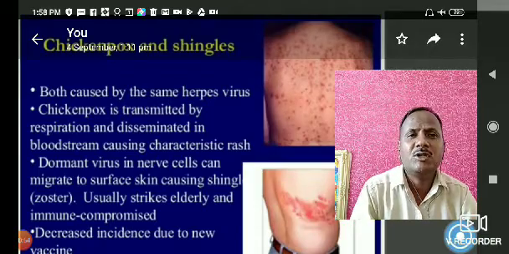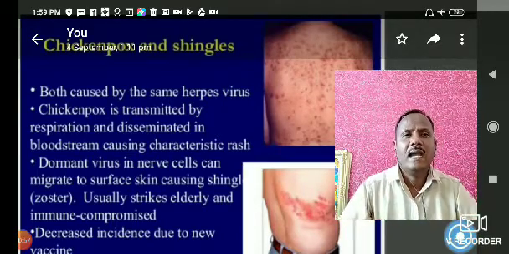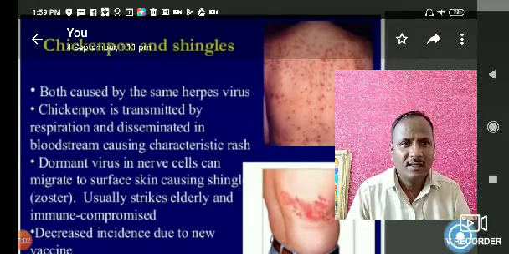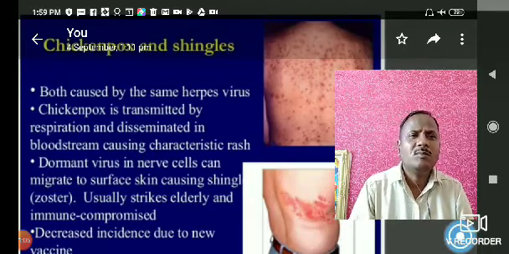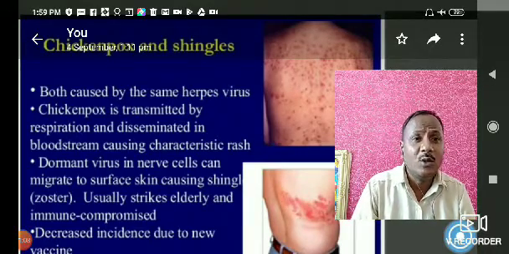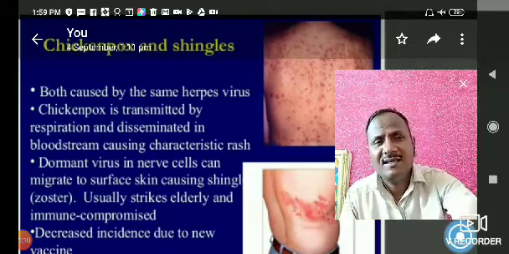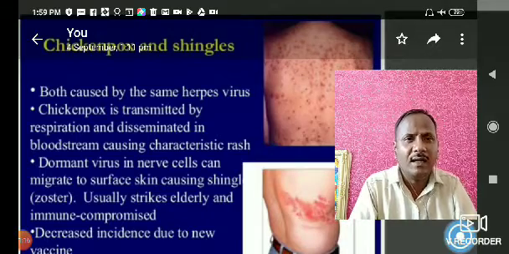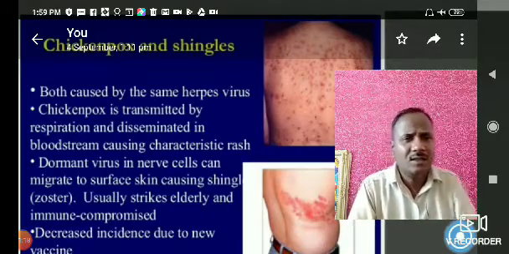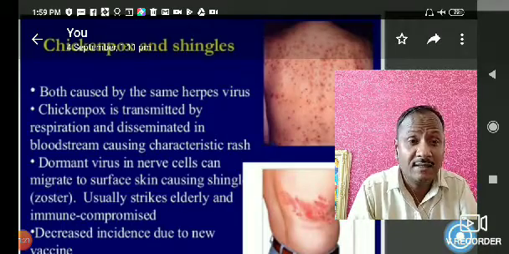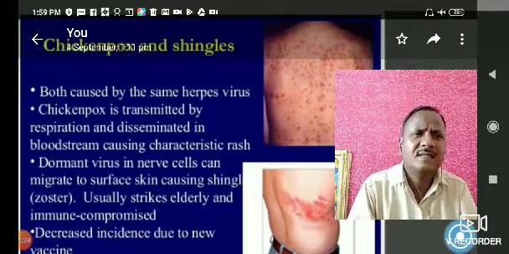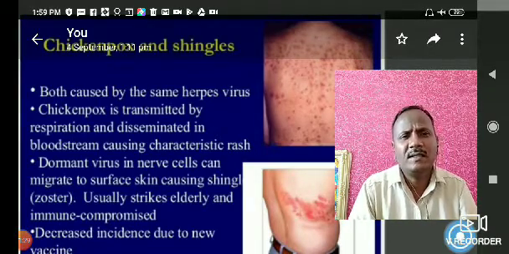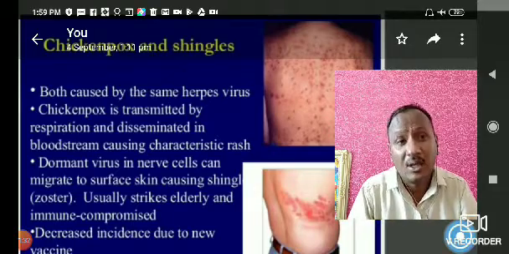Chickenpox is transmitted by respiration and disseminated in the bloodstream, causing a characteristic rash on the body. Most people in society are unknown about shingles, which is nothing but nagveda. But it is very important to know about it. Shingles is not a dangerous disease. It is a curable disease, curable by using Ayurvedic medicines.